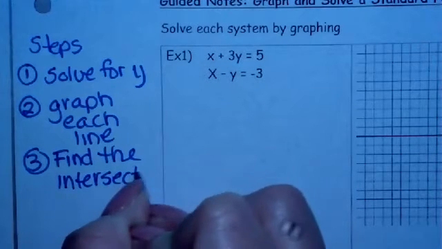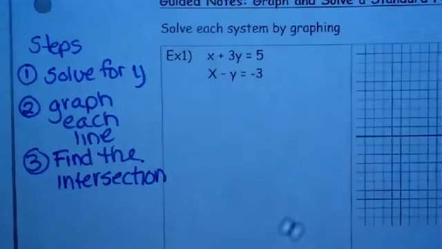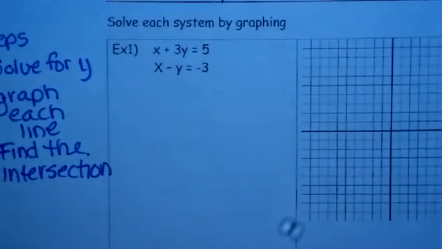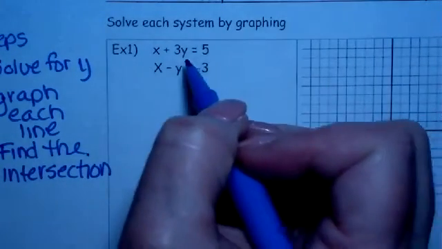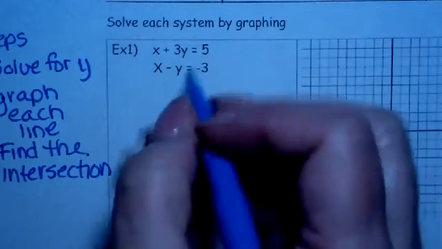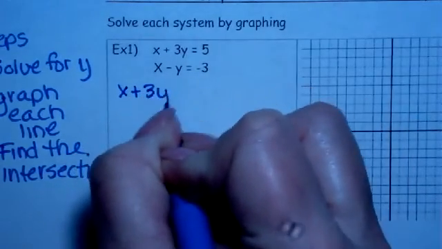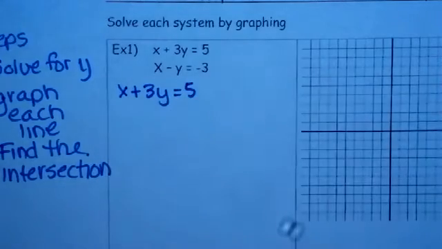Now, we have learned how to do all three of these steps in previous lessons. This is the first time we've put it together to do this type of problem. Okay, so let's take a look. I need to solve each one of these equations for y. So I'm going to take my first one right here. x plus 3y equals 5.